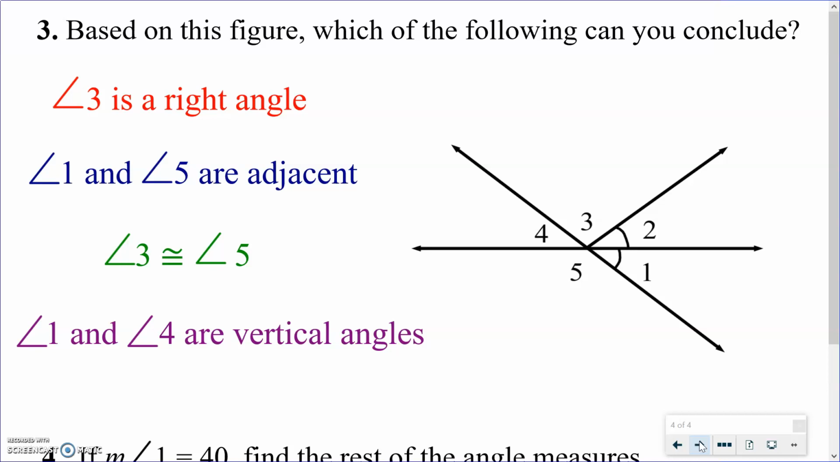There is no right angle symbol. There is no label of angle degrees. I know nothing at this point about the angle measures. And so the answer to this is no. We cannot conclude that. So I'm just going to cross it out.